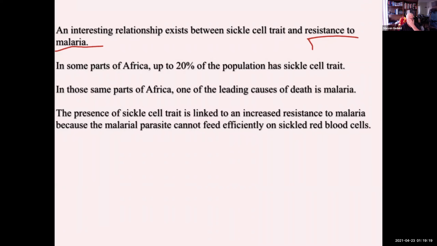The presence of sickle cell trait is linked to an increased resistance to malaria because the malarial parasite cannot feed directly on sickled red blood cells. So if you have the trait, it gives you an advantage over everybody else of not getting malaria. So that way it's carried through the population, through evolution.